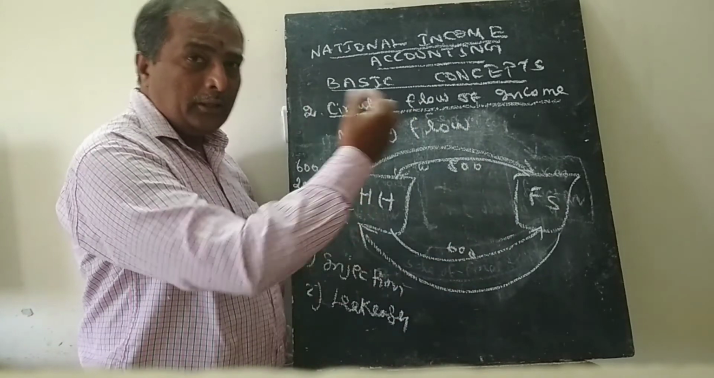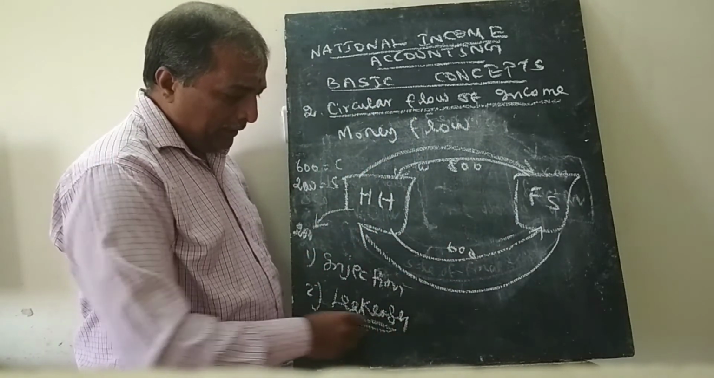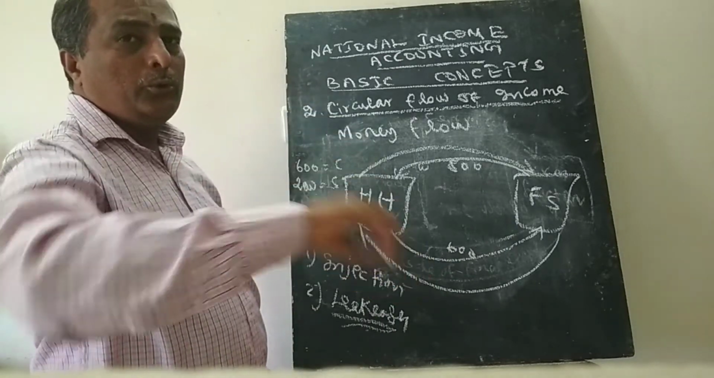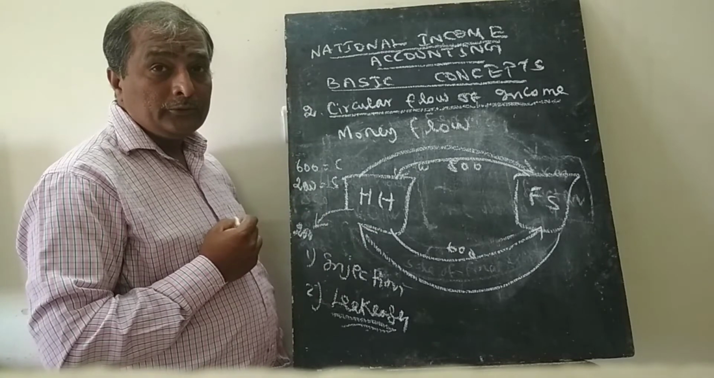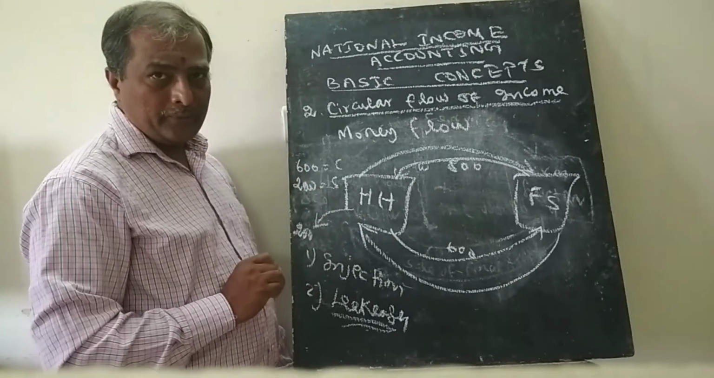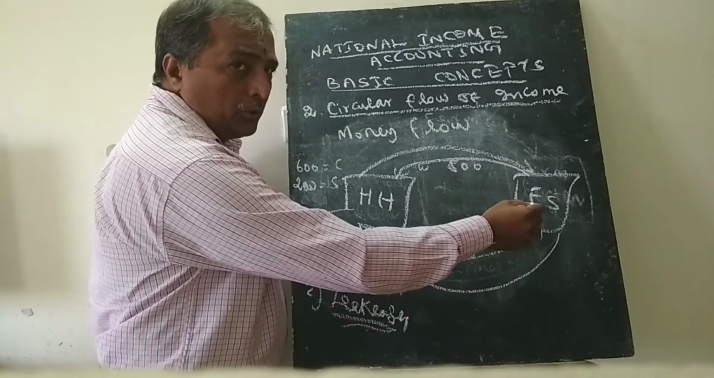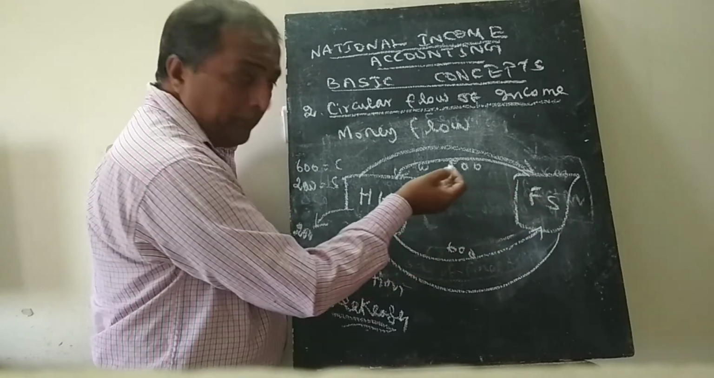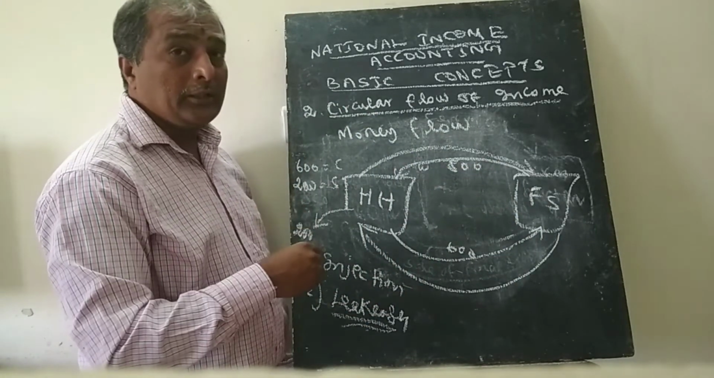When the 600 rupees goes back to the firm, the firm has to pay 800, so there is a 200 rupee shortage. How will the firm sector fill it up? The firm sector will pump in additional investment of 200 rupees that is being injected into the system, that is an inflow in the system, which is known as injection. Similarly, we can say export is an injection, subsidy is an injection, right?